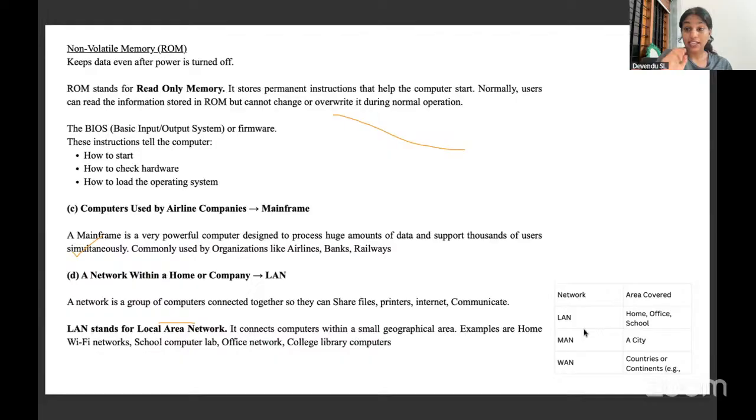The information stored in read-only memory helps the computer to start, and that system is called the basic input-output system, or firmware. The basic input-output system tells the computer how to start, how to check hardware, and how to load the operating system. Without it, the computer would not know how to boot up or start up.